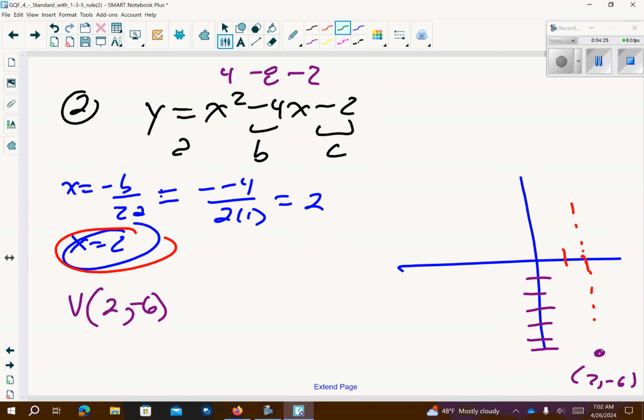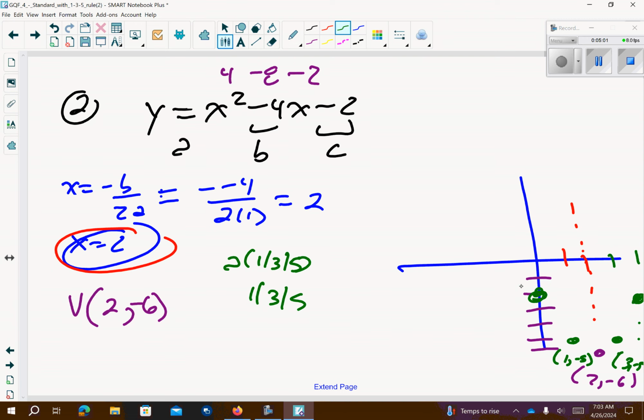So 2, negative 6. It's down here. And then from there, our pattern graph is a times 135. My a value happens to be 1, so that's going to stay as 135. So I'm going to go right 1, up 1. So that's going to take me to 3, negative 5. Left 1, up 1. That takes me to 1, negative 5. And then I'm going to go right 1 more, up 3. And left 1 more, up 3.